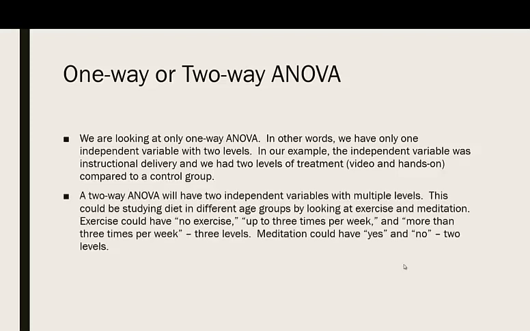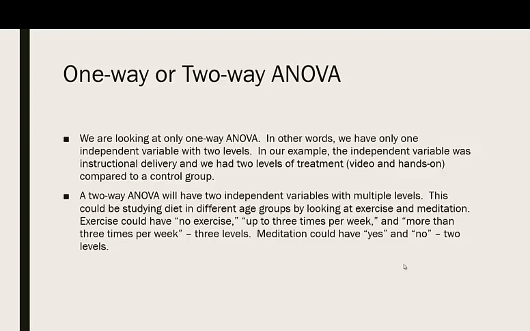In a two-way ANOVA, you have two independent variables with multiple levels. And to just give you an idea of what this means, you could be studying a diet in different age groups by looking at exercise and meditation. Okay, exercise could have no exercise, up to 3 times a week, and more than 3 times a week.